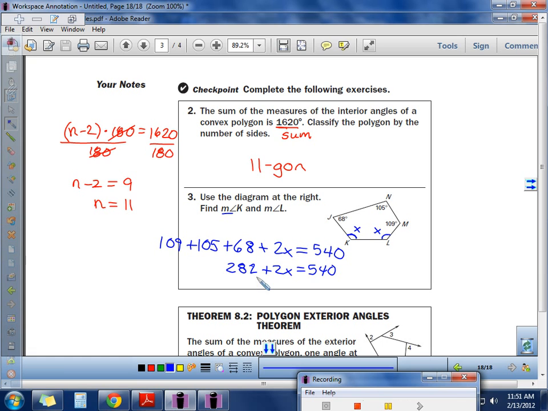Two steps remaining. It's a two-step equation. Subtract 282, and you get 258. Getting very close to our final answer. Divide by 2. 129. So don't leave your answer as that. It wants to know measure of angle K and measure of angle L. So we need to state that. Measure of angle K is 129. Measure of angle L is also 129.